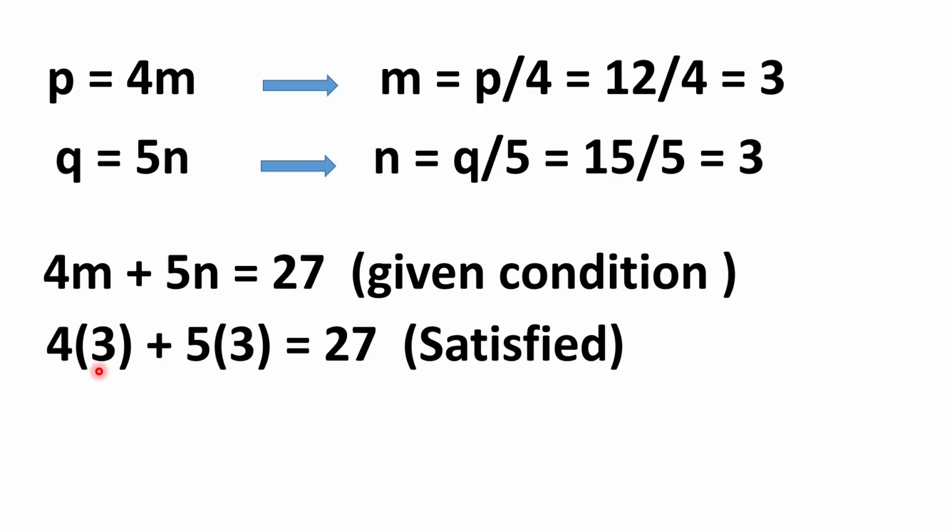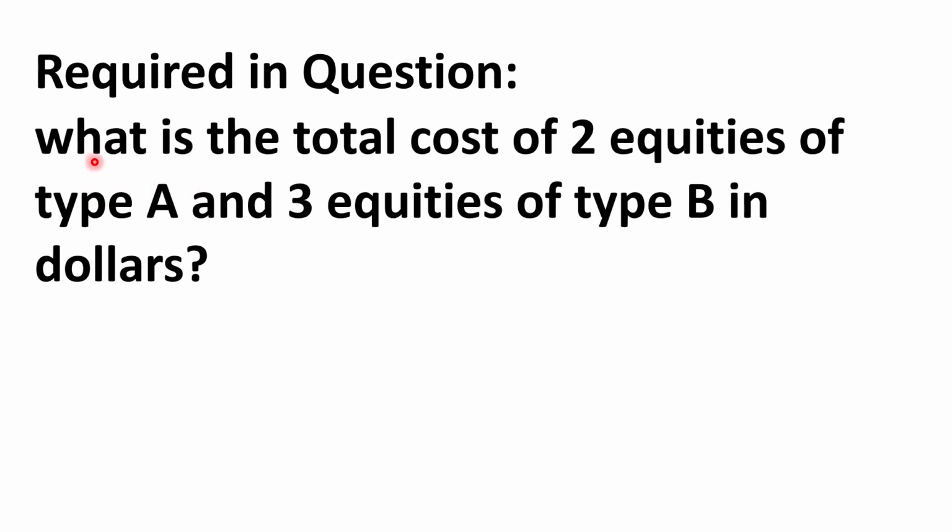So this will become 12 and this will become 15. So 12 plus 15 equal to 27. It means that this condition is satisfied, but these are not our required values, and something else is required in the question. Our requirement in the question is: what is the total cost of two equities of type A and three equities of type B in dollars? So this is our requirement according to the question.